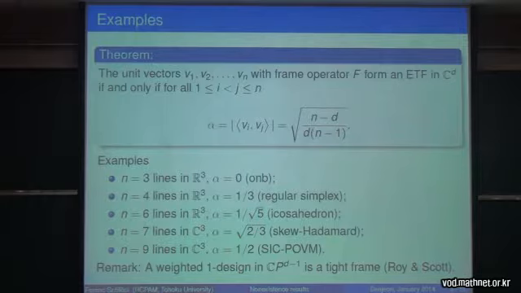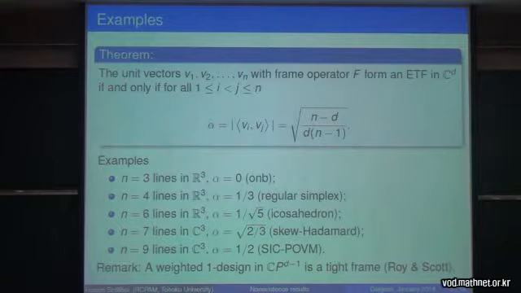And here is a first theorem. This is well known: if we have n unit vectors with frame operator F forming an equiangular tight frame in a d-dimensional complex Euclidean space, then there is one and only one common angle alpha for which this can happen. So if you fix two parameters, the dimension and the number of lines, then there is no choice whatsoever for the angle. The angle is implied by these two parameters. This is actually the smallest possible angle for which you can fit this many lines in this particular space with common angle.